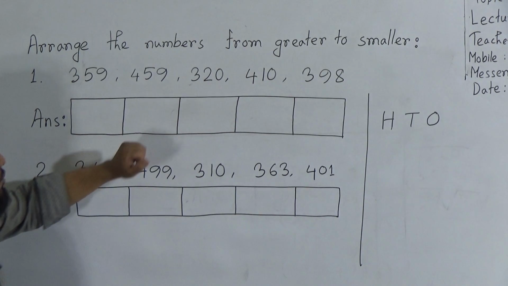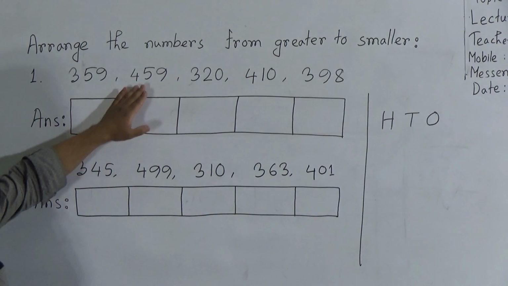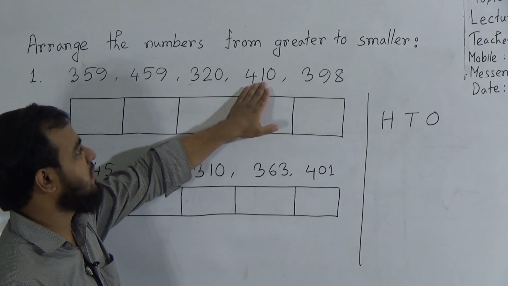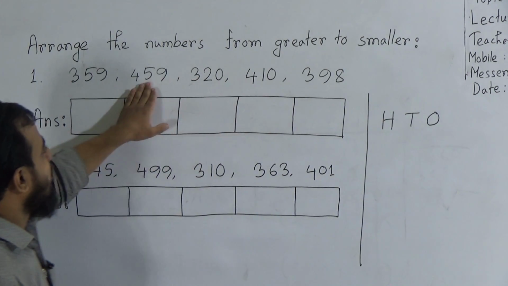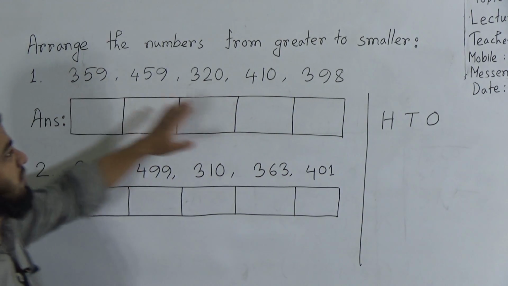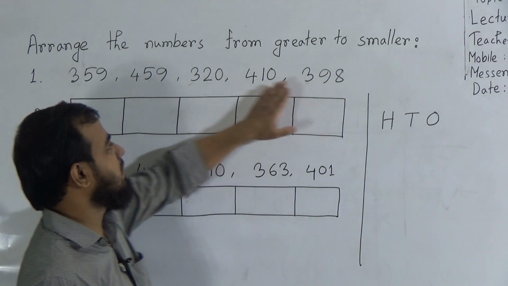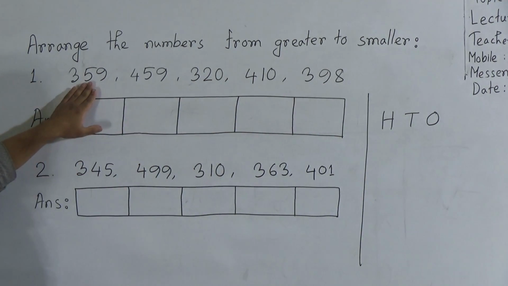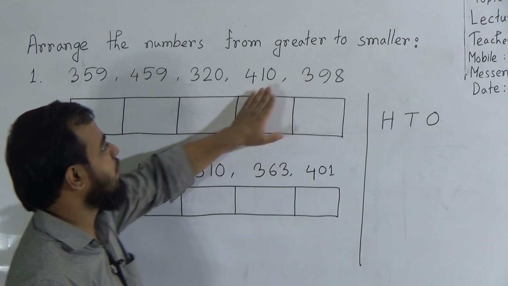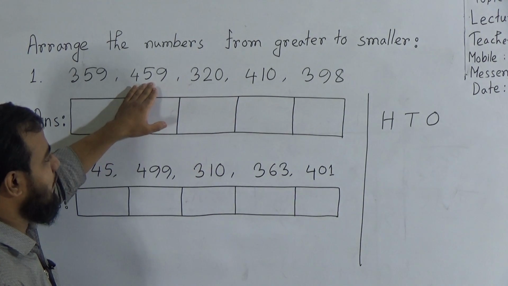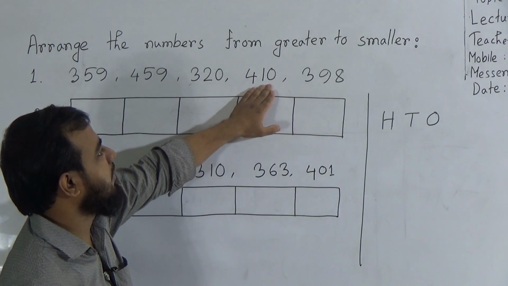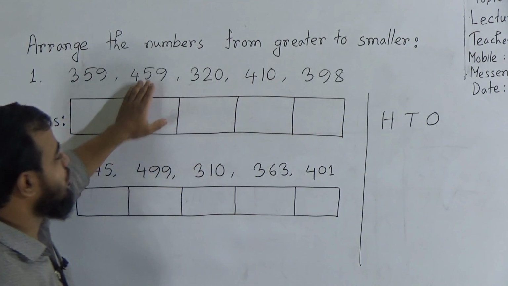Of these 5 numbers, we have only 2 numbers that are in the 400s. That means this is 459 and this is 410. And the other 3 numbers are in the 300s. That means 320, 359, 398. This is 300, this is 300, and this is also 300. That means these numbers are smaller, right? So we have to consider first the 400s numbers, 459 and 410. The greater number must be between these two.